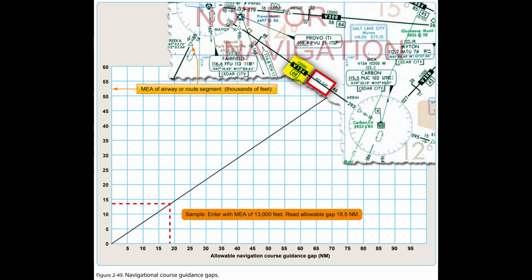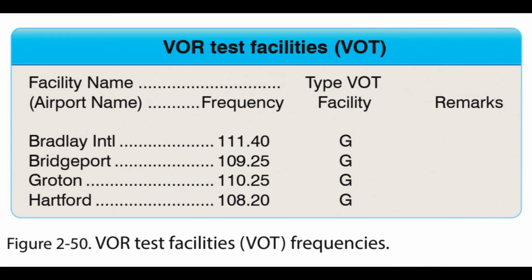VOR accuracy. VOR accuracy can be checked by using any of the following methods: VOR test facility signal, VOR checkpoint signs, dual VOR check, or airborne VOR check. VOT. The VOT is an approved test signal and is located on an airport. This enables the pilot to check the VOR accuracy from the flight deck before takeoff.